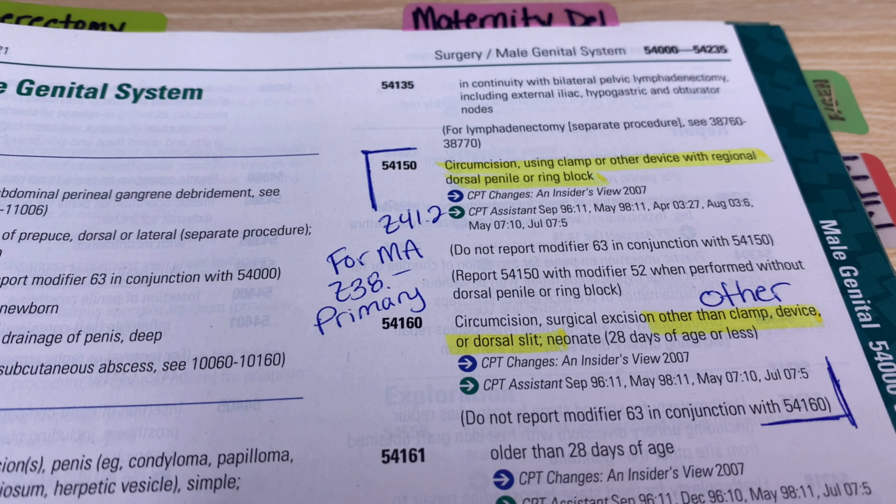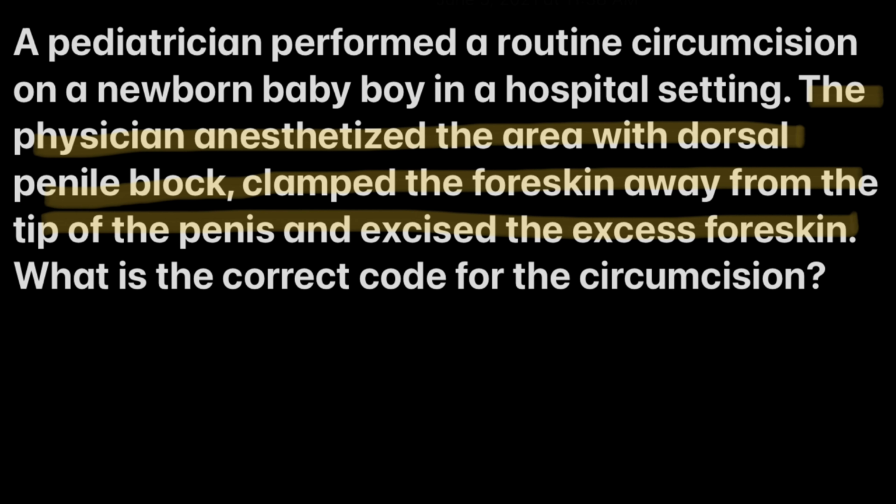So we want to make sure we pay attention to what the provider did. This physician used the dorsal penile block and he clamped the foreskin. So 54160 reads surgical excision other than a clamp. So using something other than the clamp. This documentation says clamped with the dorsal penile block. So not the dorsal slit. Make sure you pay attention to the wording. So the correct code would be the 54150.